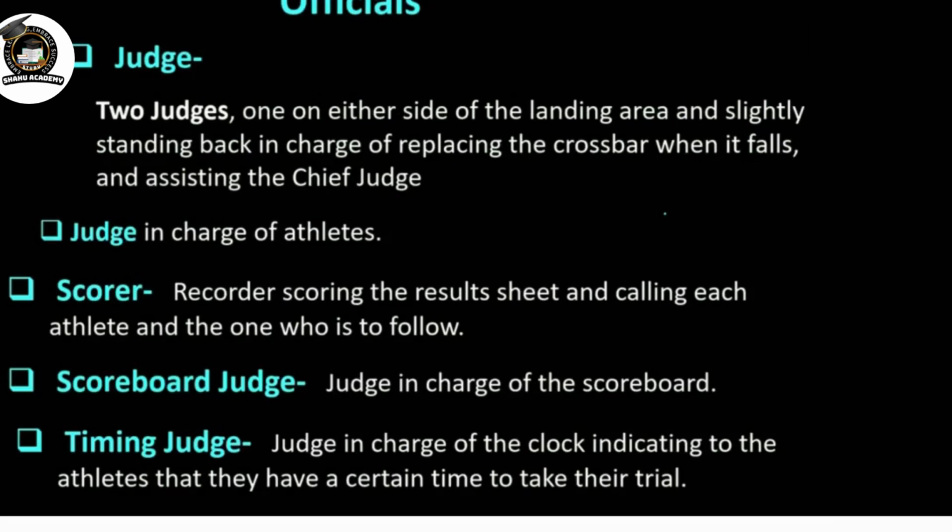And one will stay with the announcer right here, and there will be a scoreboard judge who will be in charge of the entire scoreboard, and a timing judge who will indicate the clock, because there is a limited time to complete your trial. This is its official video.